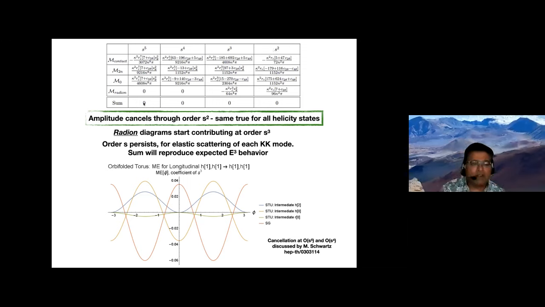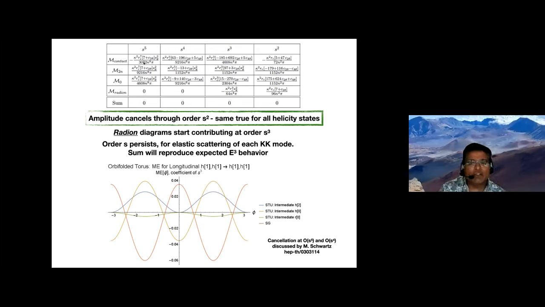And then you look at the sum, and what you find is that, lo and behold, there are cancellations that occur between level 0, level 2n, and the contact interactions, which together actually eliminate the energy to the 10th growth and the energy to the 8th growth. But they're not enough to eliminate the energy to the 6th or the energy to the 4th. And here you need the radion.